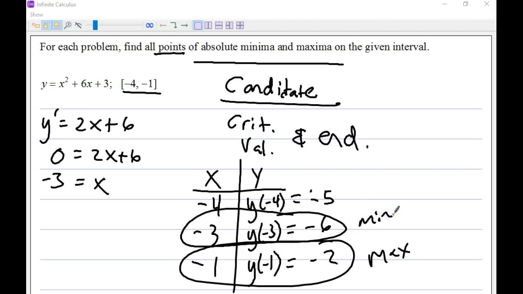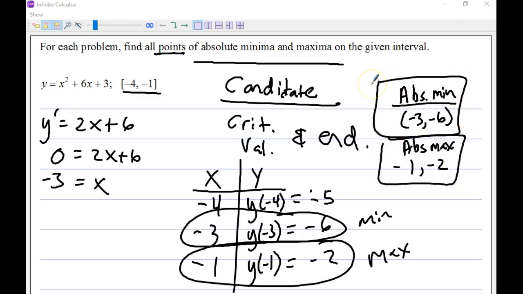Okay, but remember, they wanted the point, right? So remember, if they ask what's the min, what's the max, they're talking about the y values. If they ask for the x coordinate at which they occur, then it's these ones. But in this case, they're asking for the actual point. So we would say absolute min is at the point -3, -6, and absolute max is at the point -1, -2.